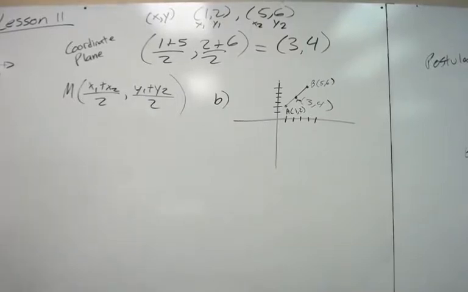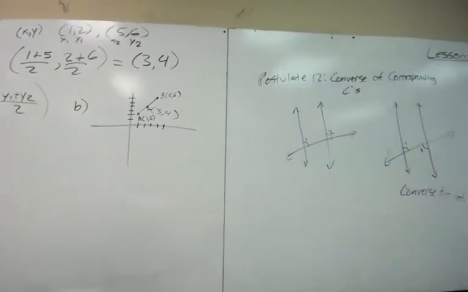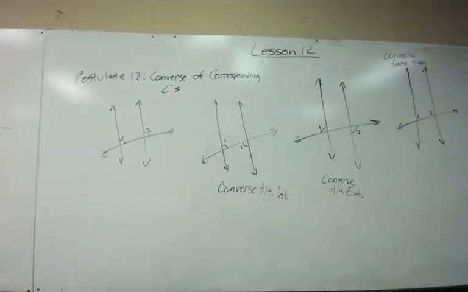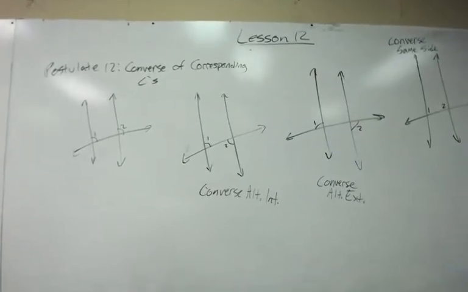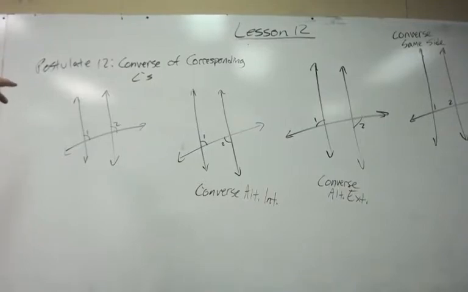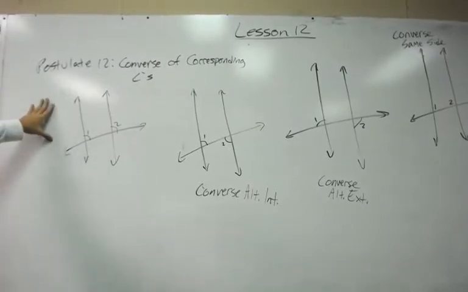And that's all there is to lesson 11, finding the midpoint on a number line and on a coordinate grid. Now let's look at lesson 12, page 71. This is very similar to investigation 1. There's really no math on this one, just a couple of definitions to help you understand the concept further. Lesson 12 is proving lines are parallel. We have postulate 12, the converse of the corresponding angles postulate.